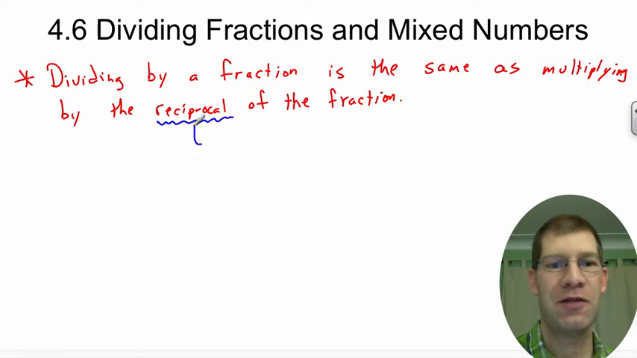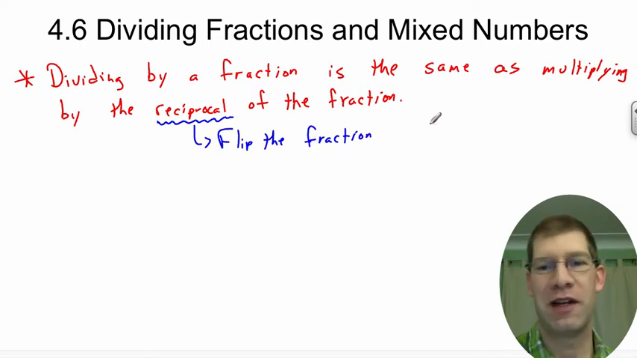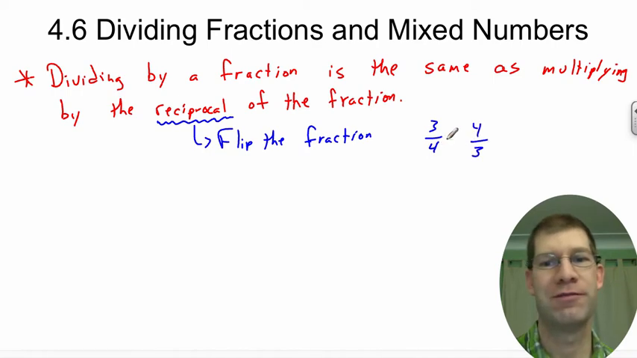First of all, what is the reciprocal? The reciprocal, you just flip the fraction. So that's pretty easy. For example, I don't know if this is worth writing down, but say you have the fraction 3/4, the reciprocal of that is just going to be 4/3. The numerator becomes the denominator and the denominator becomes the numerator.